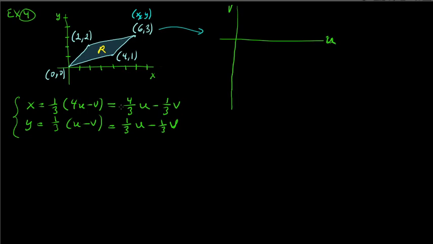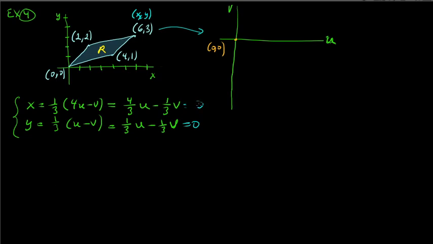Okay, so what's that going to involve? Well, let's suppose, first of all, if x and y are 0, then it's pretty clear that when you solve this system, you're going to get u and v to be 0. So that point 0, 0 doesn't change at all. That's still going to be 0, 0 in the uv plane, right?